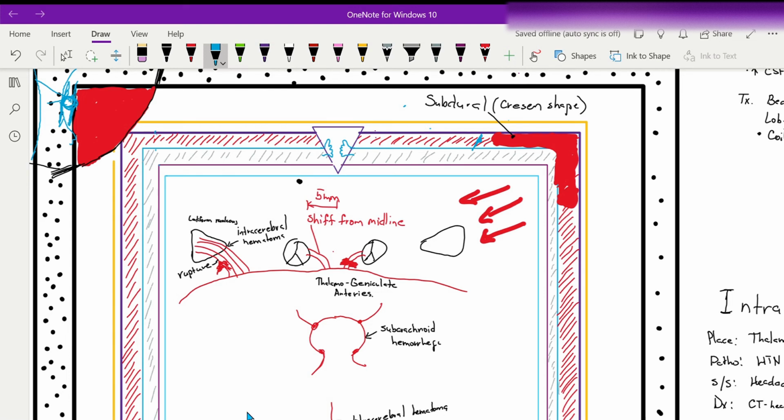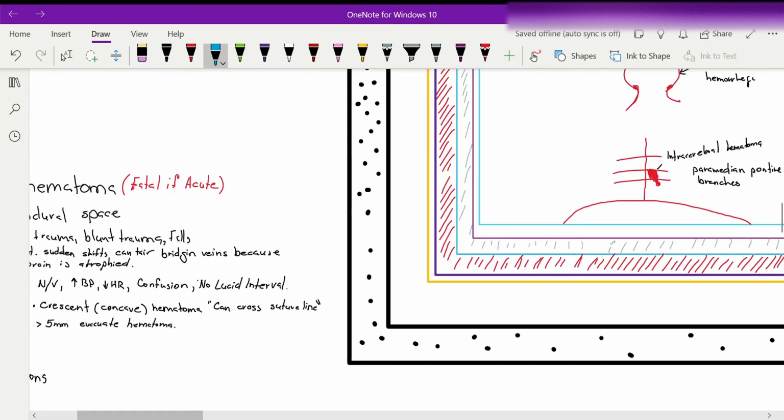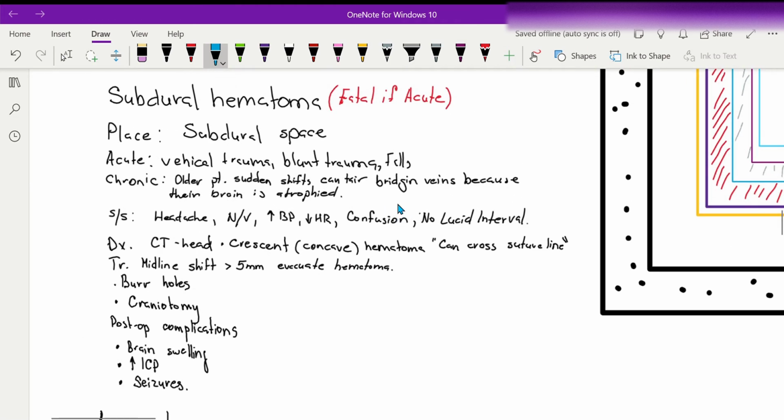When they push on the brain, it shifts to one side, and if it moved 5 millimeters from the midline, then some drastic interventions are necessary, such as craniectomy or increase in drainage of cerebrospinal fluid. So, subdural space, acute.